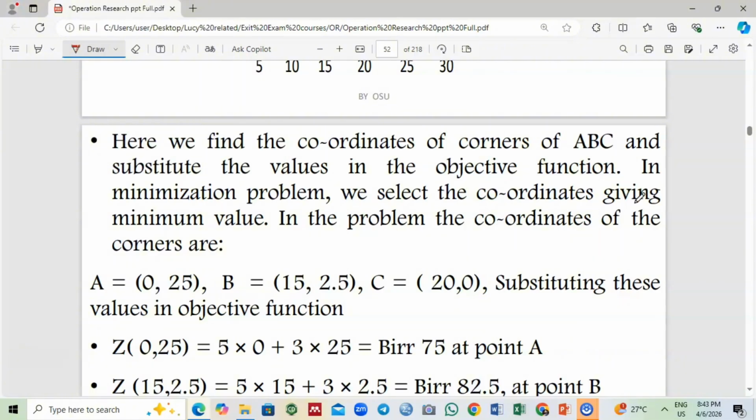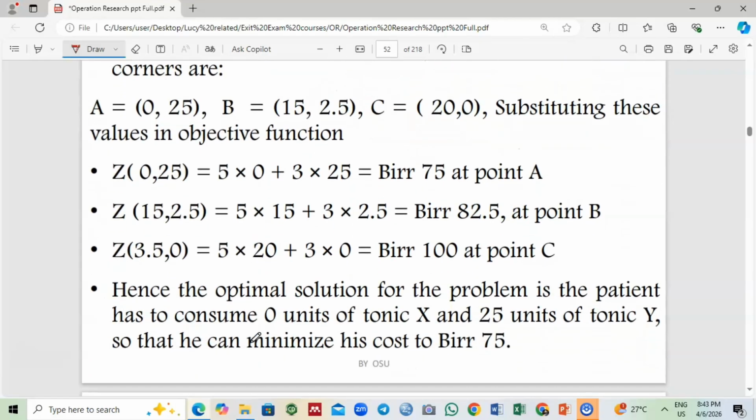In the problem, the coordinates of the corners are A (0, 25), B (15, 2.5), C (20, 0). Substitute these values in the objective function. Objective function keessatti coordinateota kanneen buusuudhaan gatii argannu, result argannu sana ilaallu. Fakkeenyaaf Z of (0, 25) jechuun 75 at the point A ta'a jechuudha.